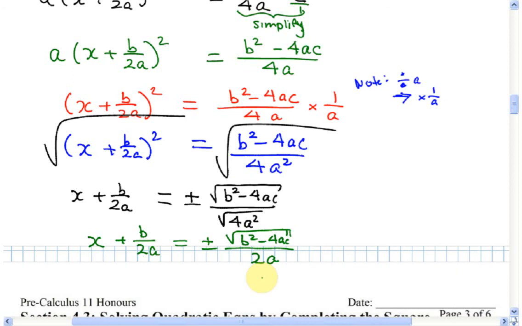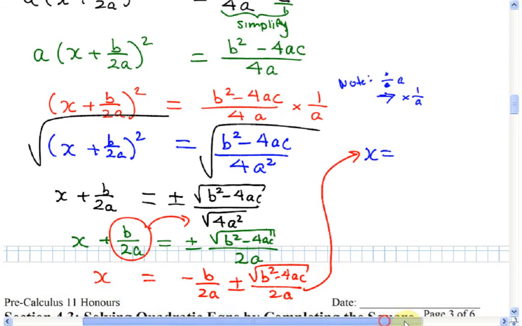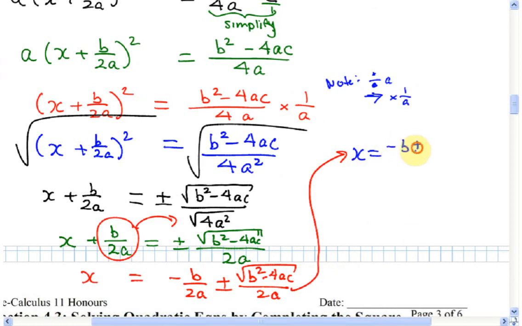Almost done. I want to solve for x. What's my last step here going to be? Let's move the b over 2a to the other side. Negative b over 2a, plus or minus the square root of b squared minus 4ac, over 2a. And if you want to simplify that just a little bit more, since the denominators are the same, ladies and gentlemen, let me introduce to you the quadratic formula.